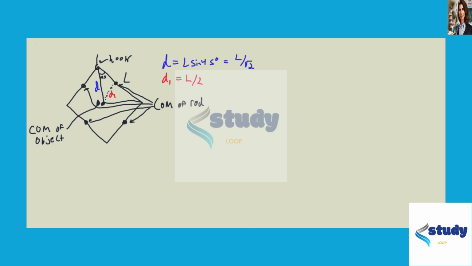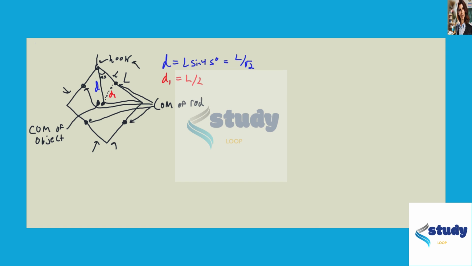Okay, so the first thing we need to do is understand what the system looks like. We have these four sticks arranged in a square, hung from a hook here. Since it's a square, it's pretty easy to figure out these two length scales. One is the blue d, which is the distance from the hook to the center of mass of the object, and then there's a distance d1, which is the distance from the center of mass of the object to the center of mass of each rod.